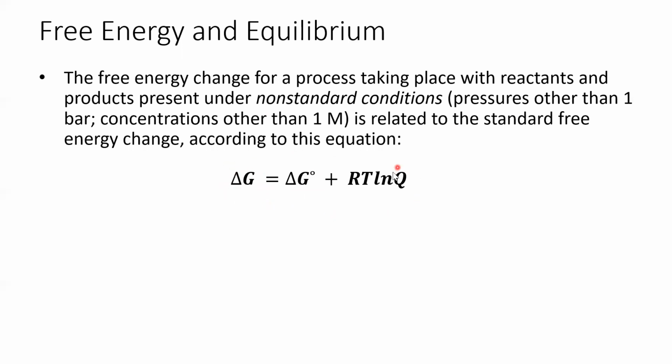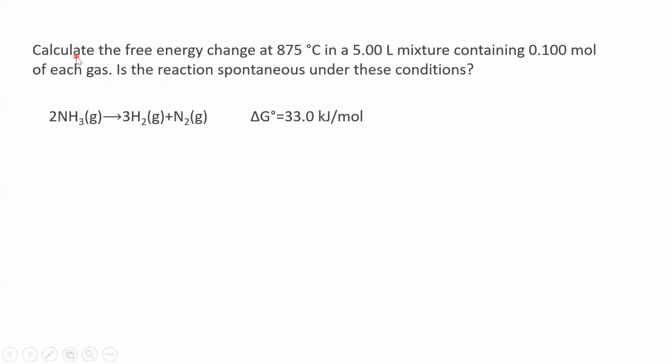And if we look, we have a Q here, which is not equilibrium values. So we're going to relate K and Q and delta G. We want to calculate the delta G value, the free energy change, at 875 degrees Celsius in a 5-liter container containing 0.100 moles of all 3 of these gases.